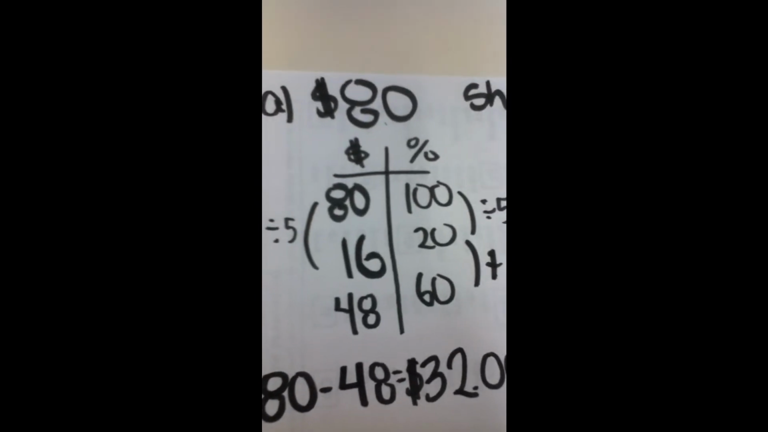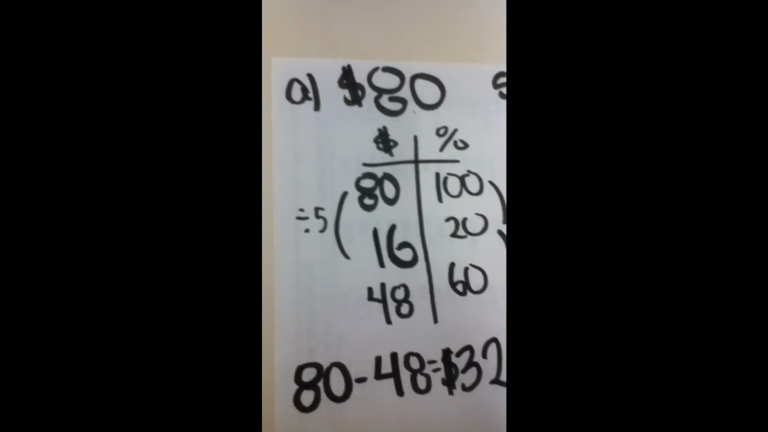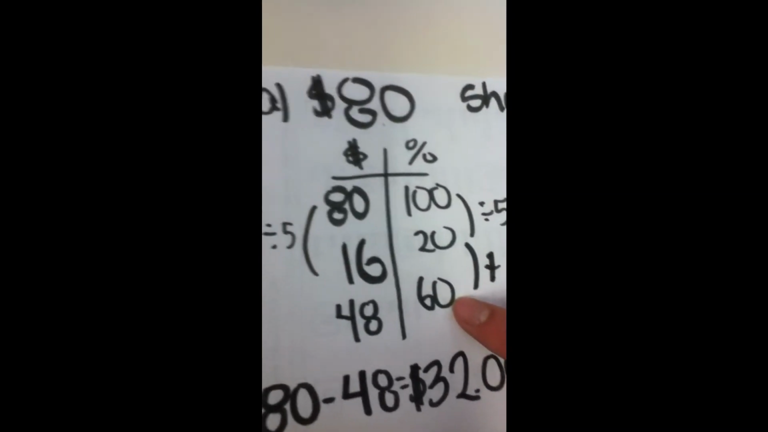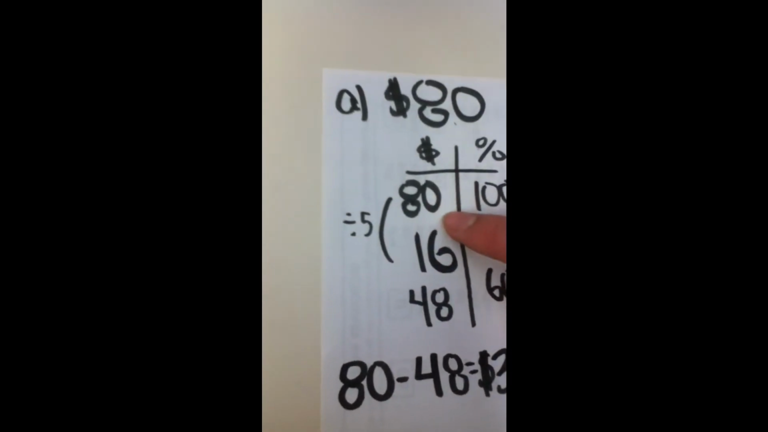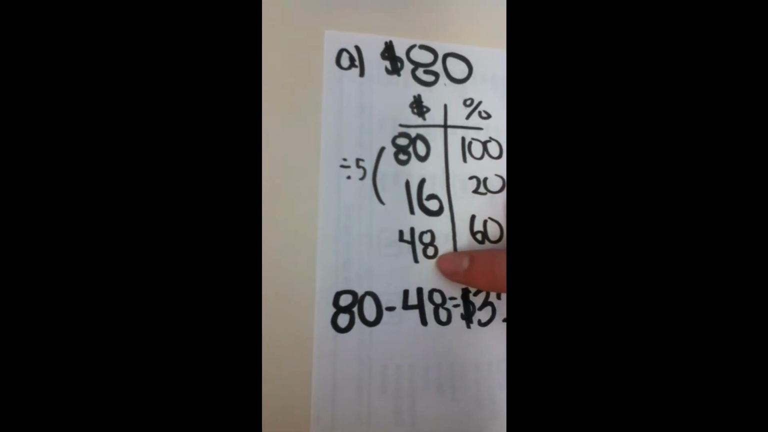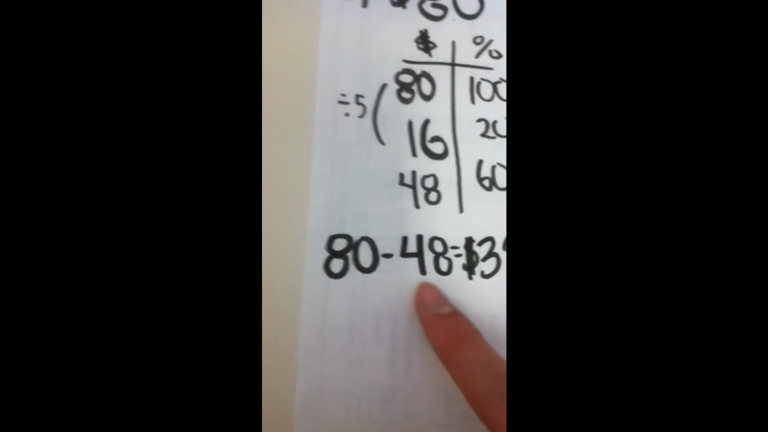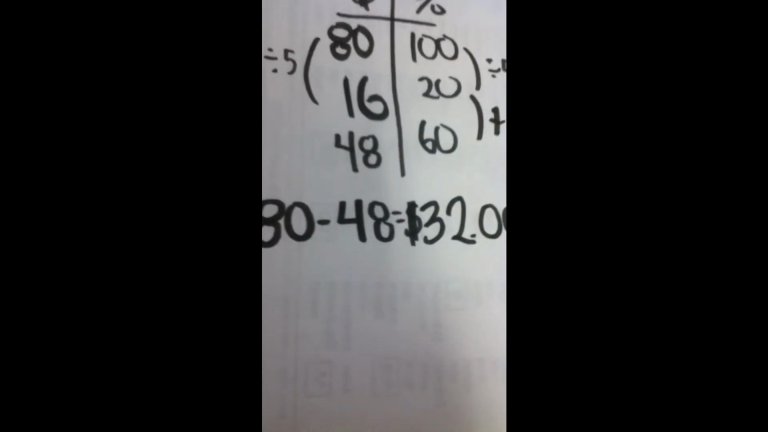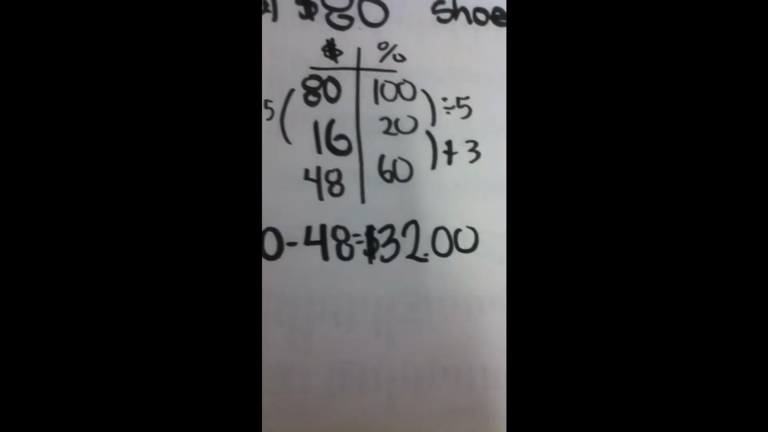I divided 100 by 5 to equal 20, and then after I times it by 3 to find the 60%. But on the other side, I had to do the same thing. So I divided 80 by 5, which equaled 16, and then 16 times 3, which equaled 48. So that was $48 for 60%. And I used the original price, 80 minus 48, to equal $32. And that's for the 60% shoes discounted.